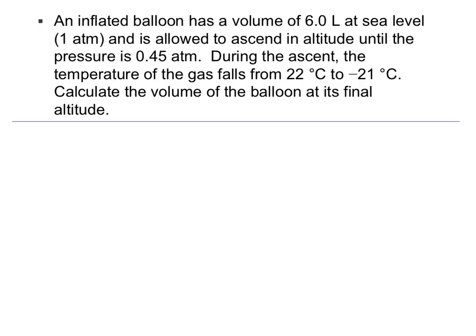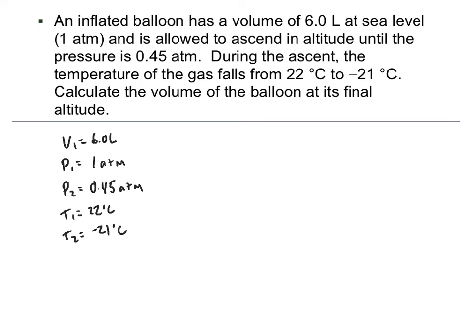And so here we have an example just like that. We have an inflated balloon with a volume of 6 liters, and at sea level, which means its pressure is going to be 1 atm, that balloon is allowed to ascend in altitude until it now reaches a pressure of 0.45 atm, and the temperature is going to go from 22 degrees C initially down to negative 21 degrees C. We want to know the final volume of that balloon at the new altitude.